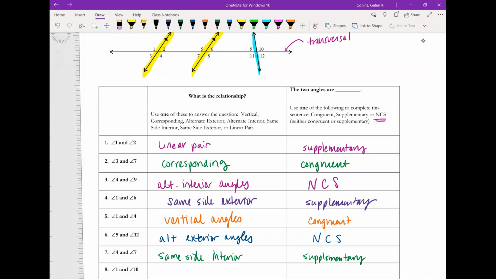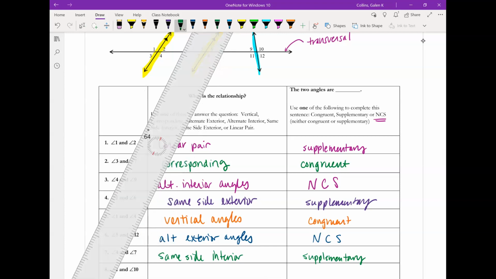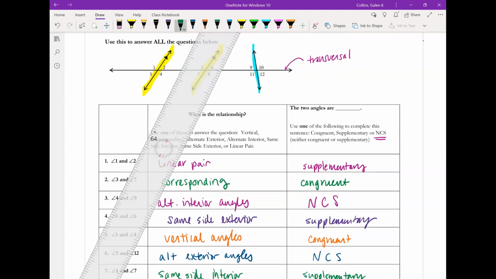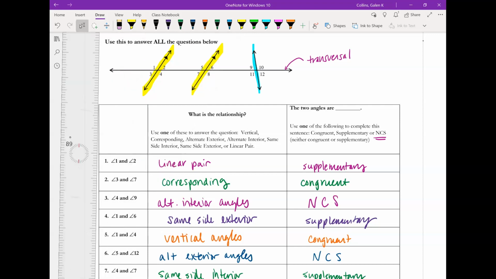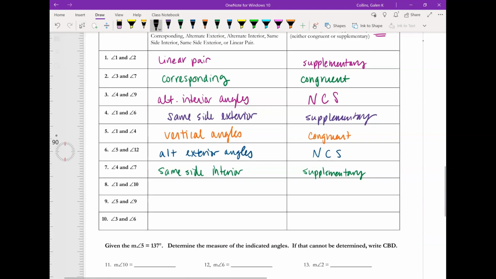All right, angles 1 and 10. So I'm going to drag my ruler back if it will let me and cover up that middle line and try to pretend it's not there. Angles 1 and 10 are both exterior angles and they're on the same side of the transversal. So that makes them same side exterior angles. Same side exterior.